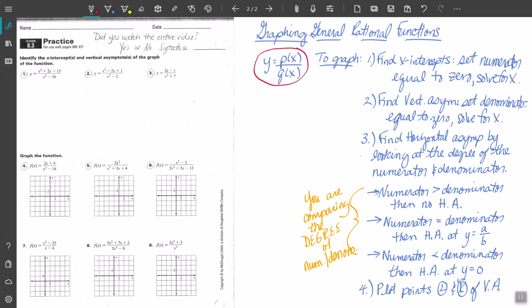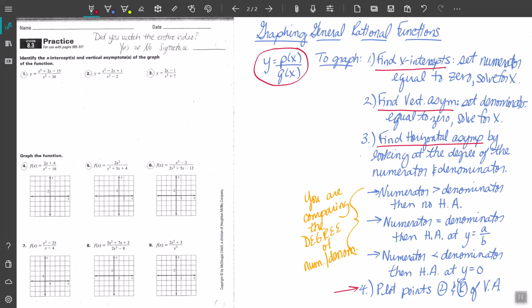The way we're going to graph these is we've got to find three things before we can even start plotting points. In step 1, we need to find the x-intercepts. In step 2, we need to find the vertical asymptotes. And in step 3, we're going to find the horizontal asymptotes. After we've done all of that, which is a little more complicated with these general rational functions, then we'll go down to the step where we plot points, step 4 here.